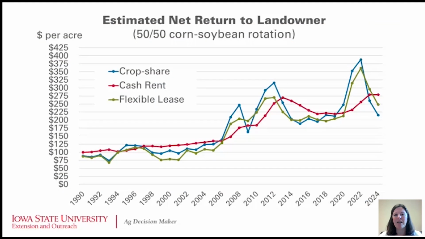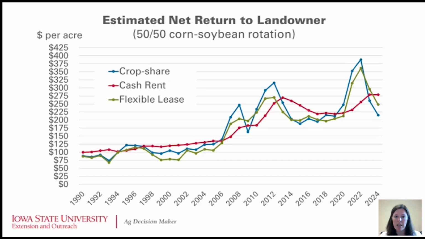So this graph compares estimated returns to the landowner for three common types of lease agreements in Iowa. The crop share line looks at half of the gross crop value, including an average for government payments and crop insurance proceeds for the state, and then takes out average input costs. So half of the average input cost for Iowa includes a factor of drying on corn, but does not consider machinery costs. The cash rent line is the Iowa State average from our cash rent survey.